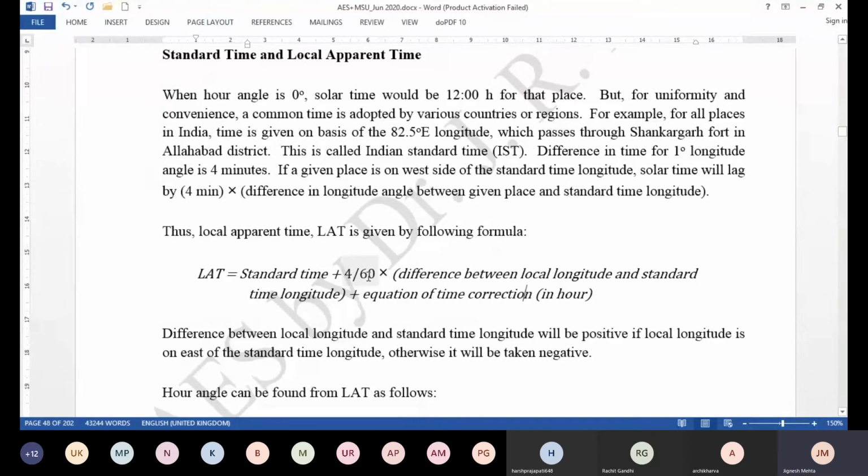Now how does this 4 by 60 come? 360 degrees is 24 hours, so one degree would be 4 minutes, right? And we want it in hours, so 4 by 60, into the difference. This is how you get the local apparent time. Okay.